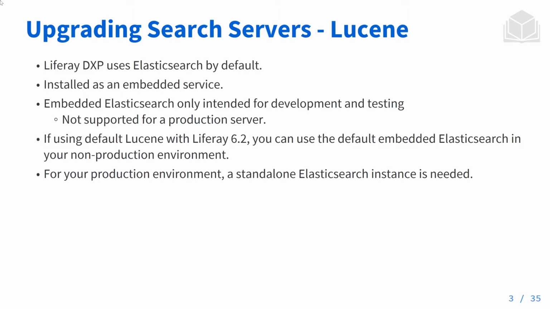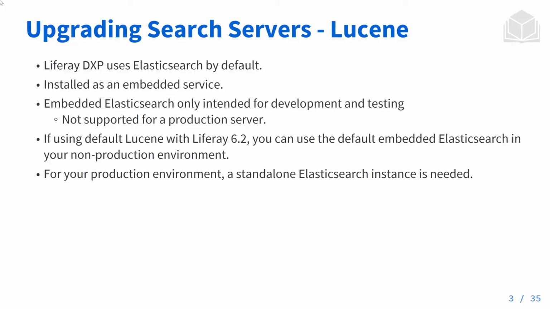Now transitioning over into the Liferay DXP world, we're using Elasticsearch. It comes as an embedded service. So for the most part, for non-production, for testing and development purposes, it's enough. But once we hit that production world, the embedded Elasticsearch is not supported anymore. So if we're going from 6.2 to DXP and we've been using the defaults all along, then we don't have a lot of things to worry about. If you're coming from default Lucene in 6.2 into DXP, you can continue using the embedded Elasticsearch, again, for your development purposes, for your testing purposes.